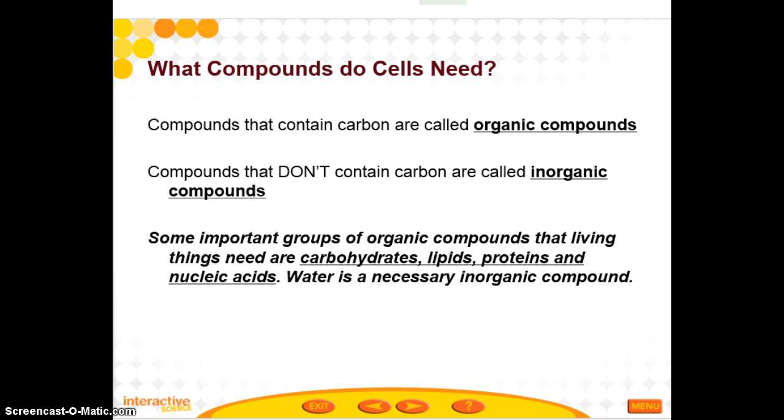The first thing you need to know is that there are 2 types of compounds. We have organic compounds and inorganic compounds. Organic compounds are the ones that contain carbon. Inorganic compounds do not contain carbon. So when you go to the grocery store and you're looking to buy something that is organic, you are looking for something that contains carbon.